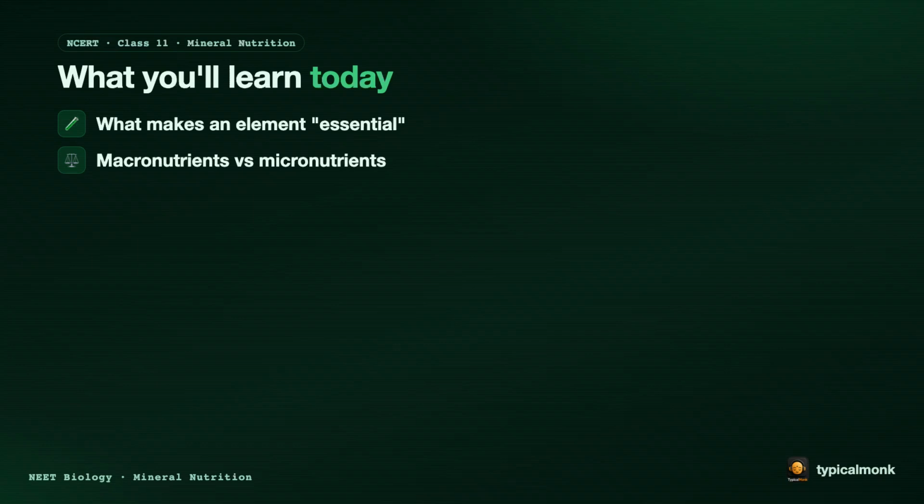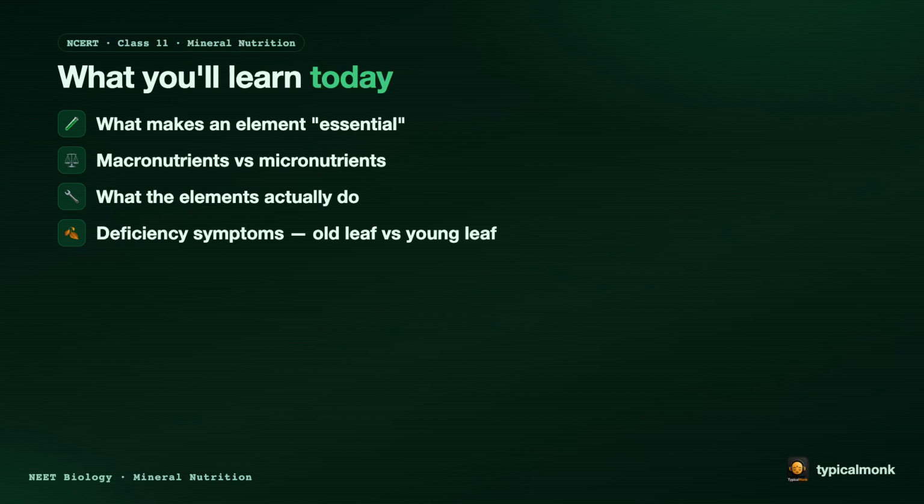First, what makes an element essential? Second, the difference between macronutrients and micronutrients. Third, what these elements actually do. Fourth, deficiency symptoms, old leaf versus young leaf. And fifth, biological nitrogen fixation.